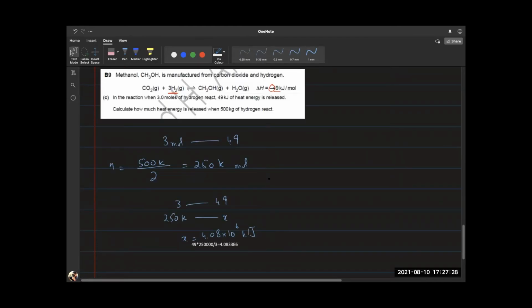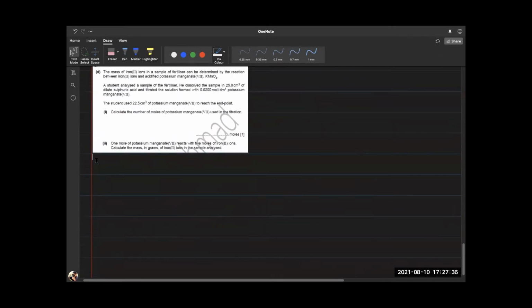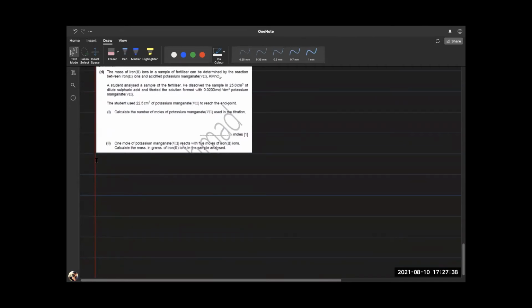Now, what happens if you have concentration? This is a question that requires us to use concentration ideas. So let's see. The mass of iron 2 in a sample of fertilizer can be determined by this. Again, a story I'm not interested in. A student analyzed a sample of fertilizer, dissolved the sample in 25 cm cube of sulfuric acid, and titrated the solution with 0.02 mole per dm cube potassium manganate. So you have KMnO4 at 0.02 mole per dm cube concentration.